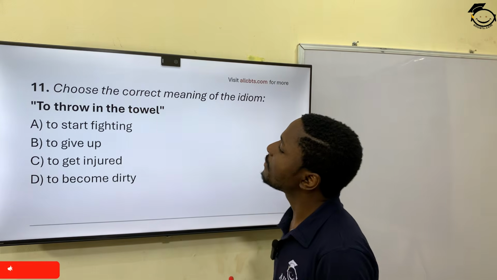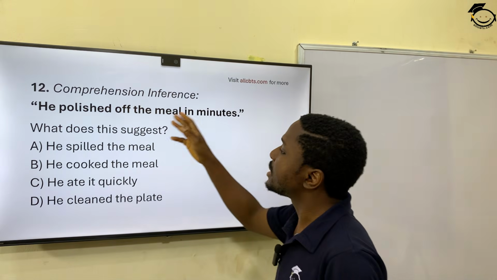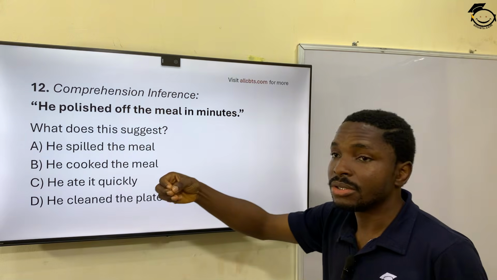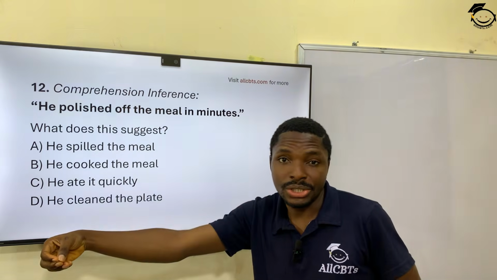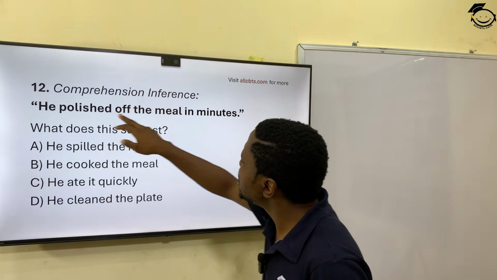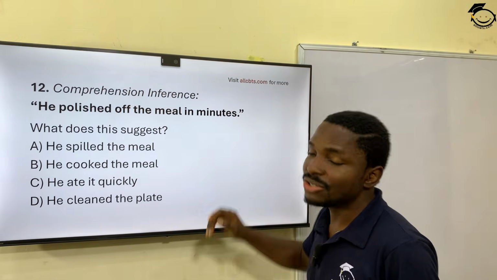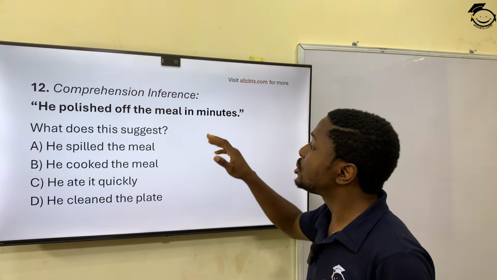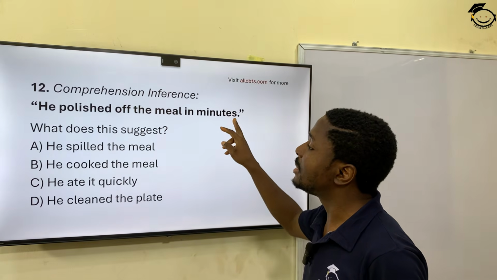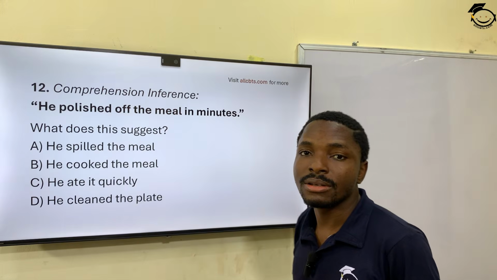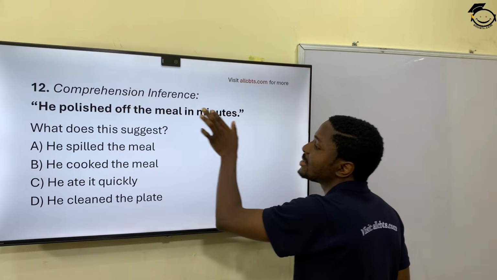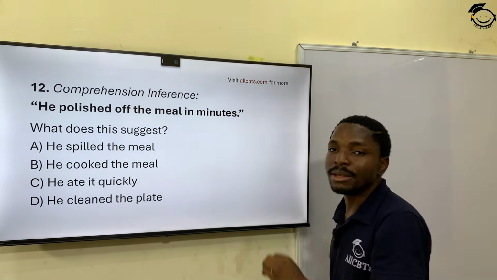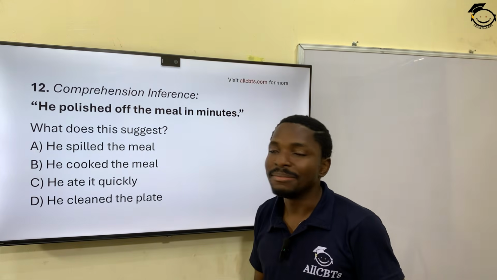Okay. 12. Comprehension inference. That means taken from a comprehension. This particular quote is taken from a comprehension. So, he polished off the meal in minutes. Interesting expression. He polished off the meal in minutes. I have a homework for you, a task for you. What figure of speech is this sentence pulled from? He polished off the meal in minutes.